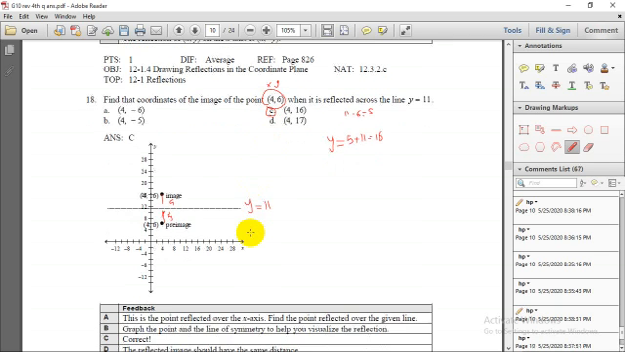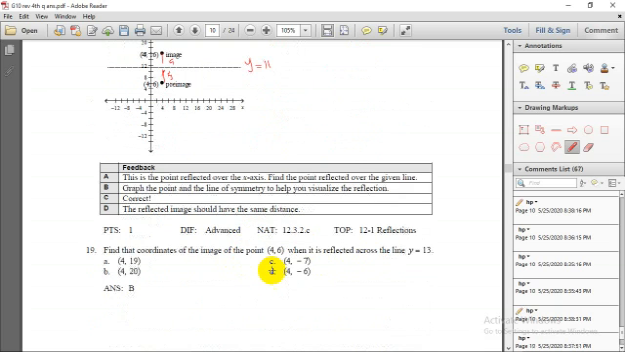Very good. Excellent. Let's try to solve this without a figure. How can we do this? This is my point and the reflection across y equals 13. What are we going to do? We're going to get the difference between the y in the ordered pair and the line. So it's 13 minus 6. 13 minus 6 equals 7.